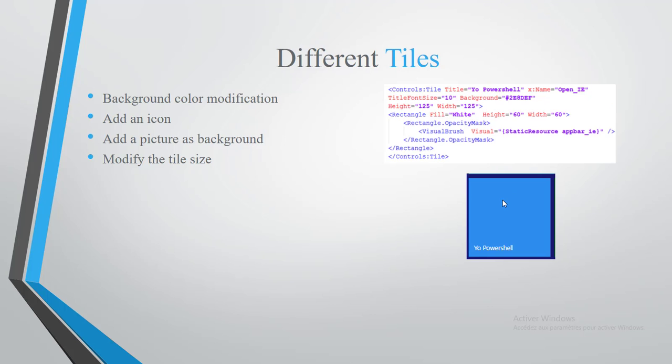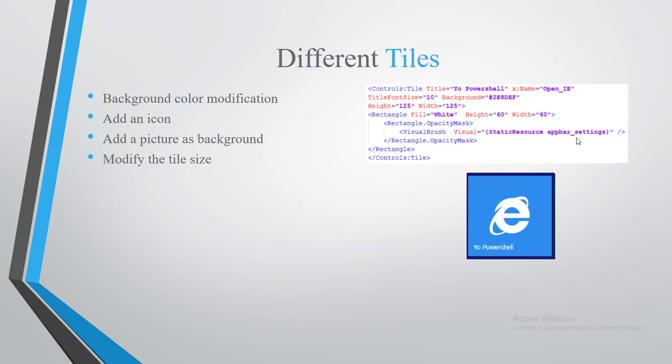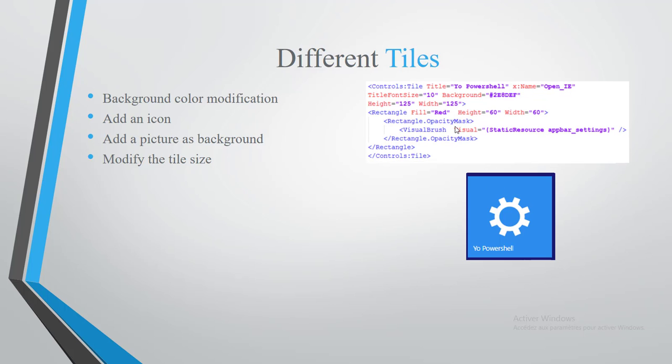If we want to add an icon, we have to add a rectangle like this with an Internet Explorer icon like this. If we want to change the icon, change just this part like that with, for instance, another icon like this, and this will give this style. Now, if we want to change the color of the icon, change the fill attribute of the rectangle from white to red, for instance, like this.